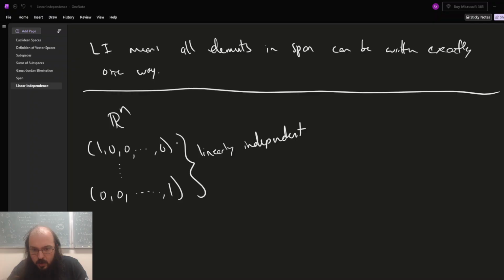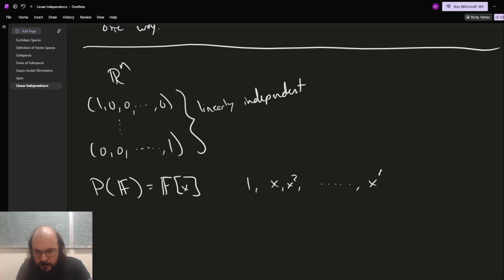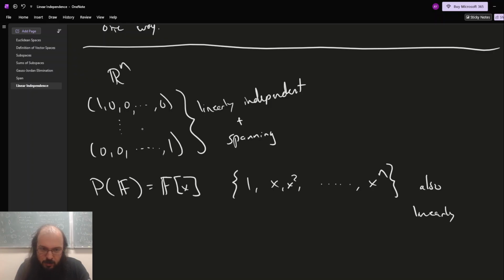We could say something similar with polynomials. So we also talked about the vector space of polynomials. And we can see that, for example, 1, x, x squared, up to some amount is also linearly independent. Although, unlike the previous example where this is linearly independent and also it's spanning, right? Everything is some combination of these. Independent. This one's not spanning.